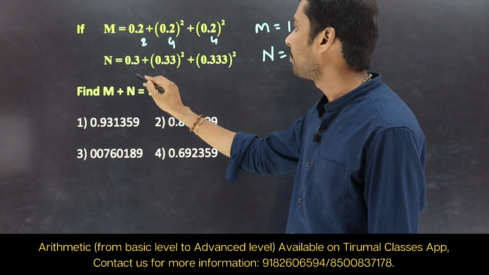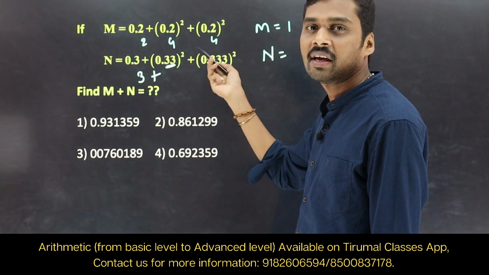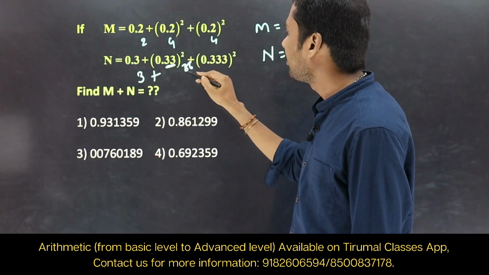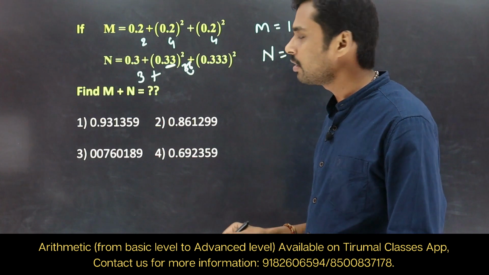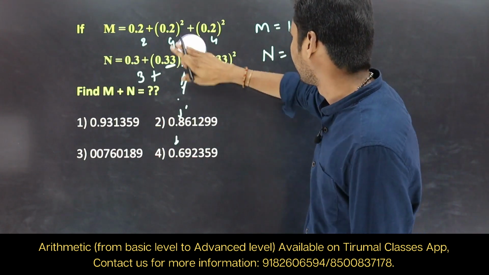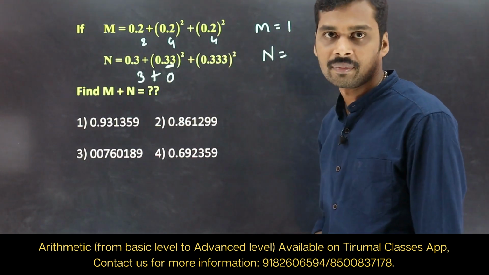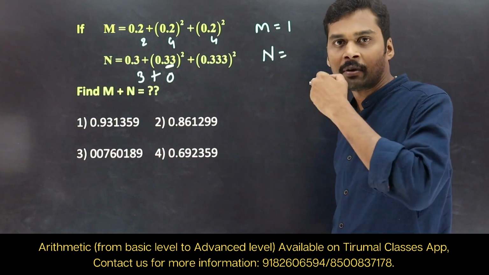N value is equal to 0.3 means that we take 3. So 3 plus 3 is 6. 6 square is what? 36. 36 means that 3 plus 6 is what? 9. 9 or 0 both are same. So I'll write it here 0 directly. Because here 0 plus 3 plus 3. 0, no need to consider. Decimal point, no need to consider.